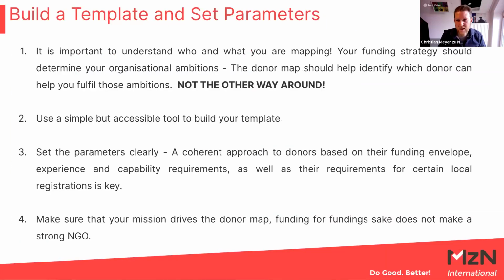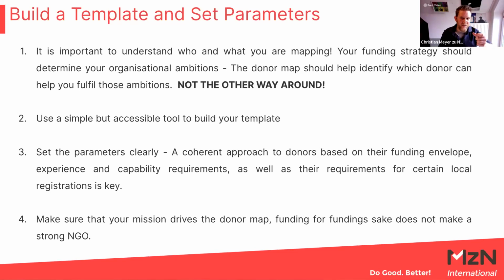It's really, really important to understand who and what it is you are mapping here. So doing a donor map without a clear funding strategy that determines your funding ambition, to what degree of funding you actually need, is very hard because it will lead you to mapping all opportunities that are out there and that you could get. And that ultimately leads you to being donor-led. So a good donor map should identify which donors can help you fulfill your ambitions, your mission needs, the need that your beneficiaries have, and not map out the donors that are principally available.